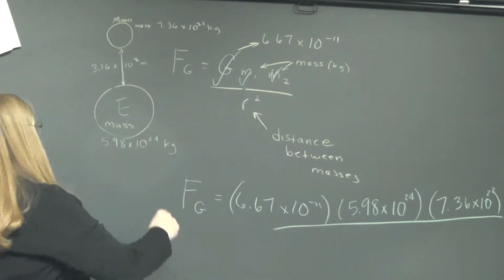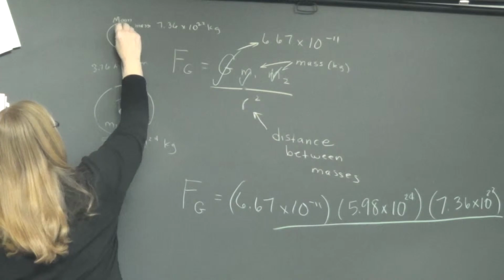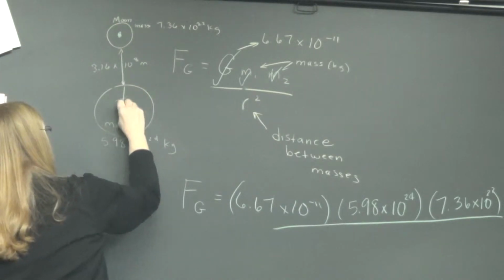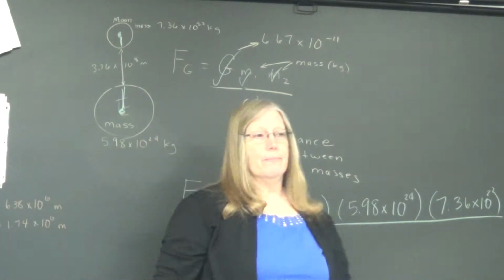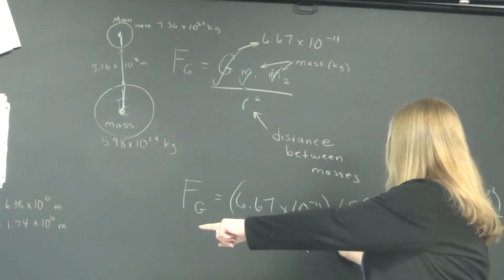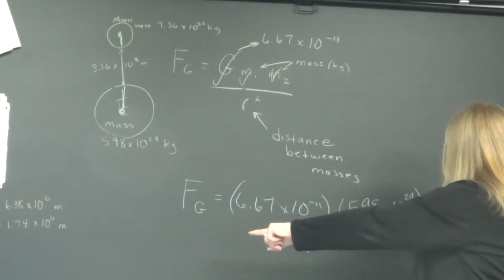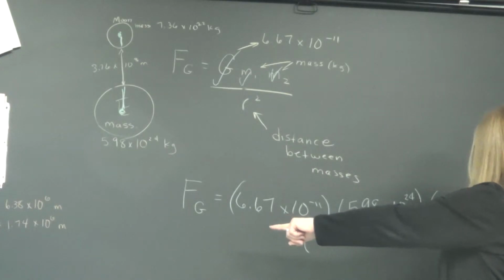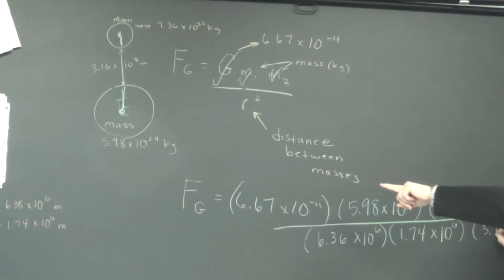The R means the distance from the center to the center. So I have to add one radius of the Earth, one radius of the Moon. That's the tricky part. So I'm going to add up these numbers. Check and see that I have them right. One is the radius of the Earth, one is the radius of the Moon, and one is the distance between each.